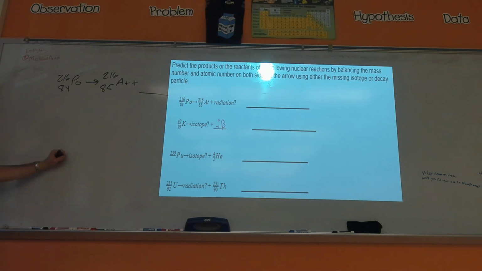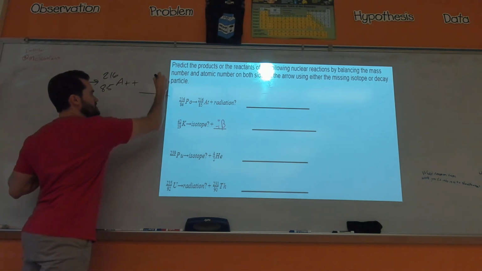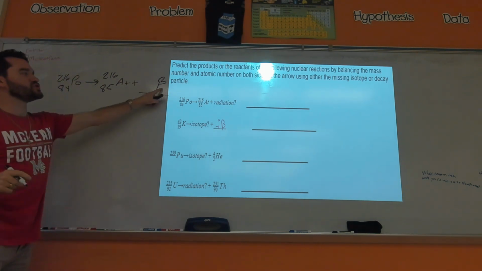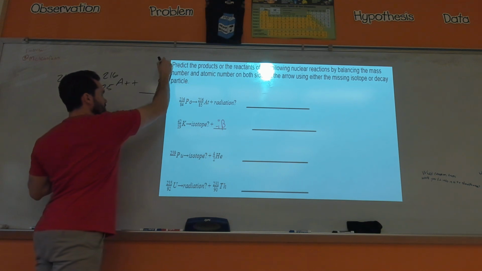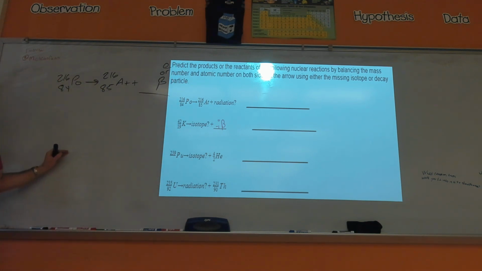Yeah, go for it. Yeah, beta. Good. Now, how you represent beta, you can either do a B with an elongated tail, or you could show it as an e, because remember, it's a high energy electron. Now, if you're wondering how I knew it was a beta particle, you have to compare the mass and the atomic numbers. Remember, left side and right side have to equal each other.